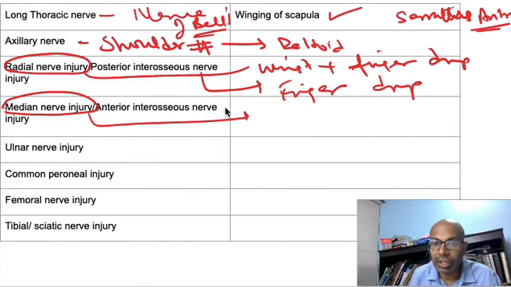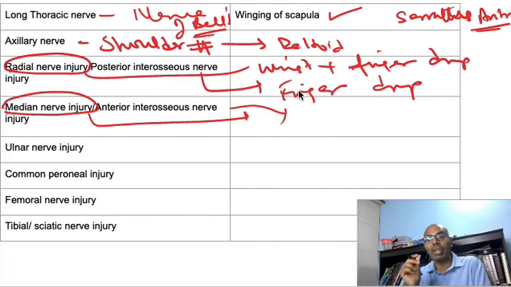Then you have the anterior interosseous nerve. The anterior interosseous nerve is a branch of the median nerve. It supplies the FDP of the index finger, FPL of the thumb, and pronator quadratus. In which condition is it affected most commonly? It is affected in supracondylar fractures in children.